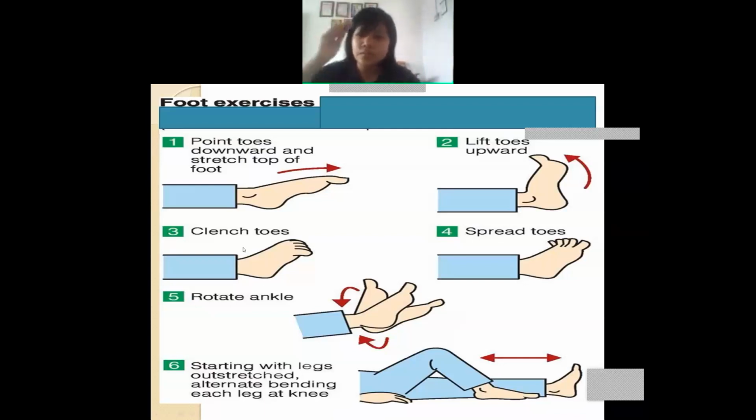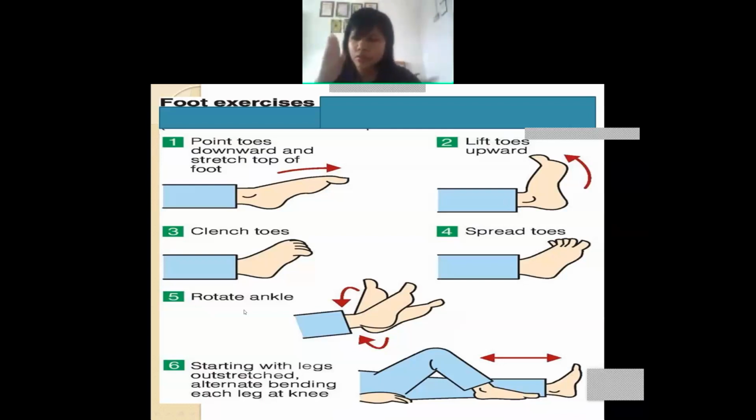Next is clenched toes. They should do it like this. Suppose these are your feet, no? They should do it in this manner, bringing them all together. Next is spread toes. It will spread like this. First it was like this, then now like this. They should spread their toes like that.